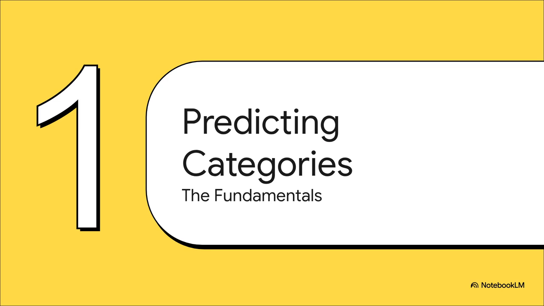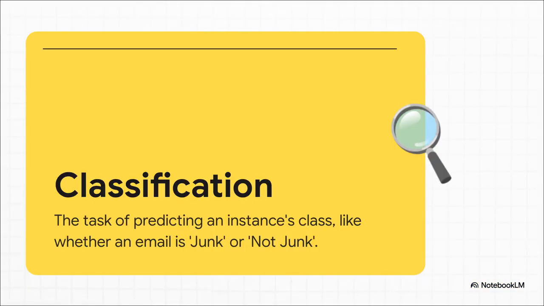Okay, so first things first. Before we can get to anything too complicated, we've got to nail down the absolute basics of predicting these simple categories. So what is our actual goal here? The fancy term for it is classification. And it's not about predicting a number, it's about predicting a category. We're trying to assign a label, like junk or not junk. We're essentially teaching the machine how to put things into the right buckets.